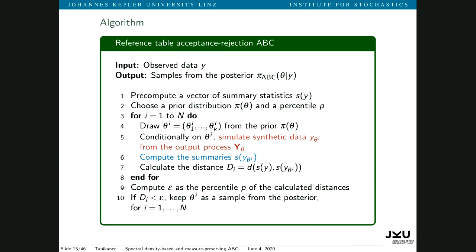So we draw a parameter value theta from the prior. We use this value to simulate synthetic data from the output process, and then we calculate summaries of this path of this data set, and we calculate the distance to the observed data. We store all the sampled values of theta together with the corresponding distances, and in the end we keep those values of theta as samples from the posterior, which yielded distances smaller than a threshold level epsilon, which we obtain as the pth percentile of calculated distances.